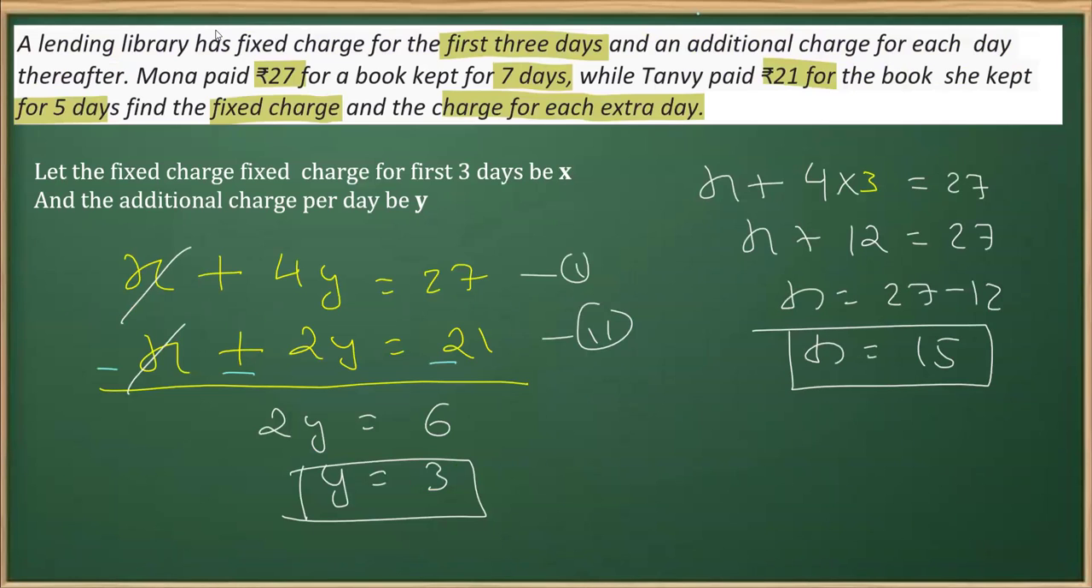So for the final statement, the fixed charge will be rupees 15 and the charge per day is rupees 3. So this is the working of this question.